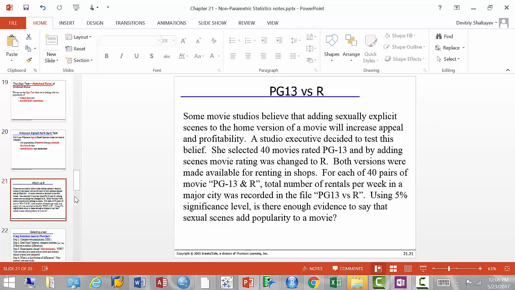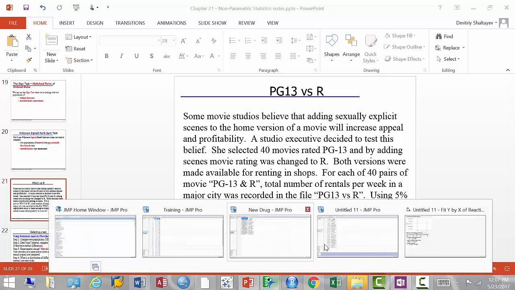And they recorded how many times each movie was rented over a 1 week period, right? So here is the all-important question at the end. Using a 5% significance level, can we conclude that adding explicit scenes increases the movie popularity? And what do we mean by movie popularity? That means that it's being rented more frequently, right? People vote with their wallets.